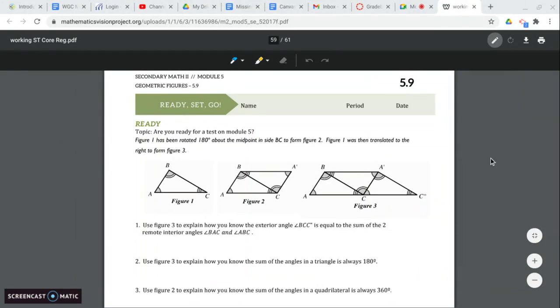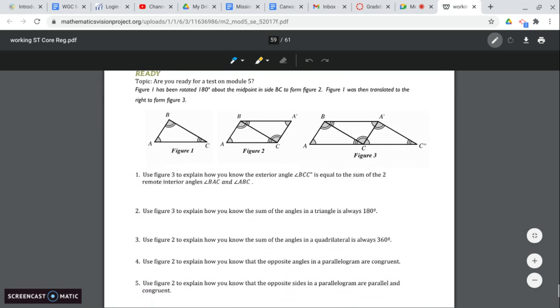All right, so for this first part, are you ready for a test on Module 5? Basically this is a review of a lot of the stuff that we've done within this lesson because your test is coming up. You will be having your test this week actually.